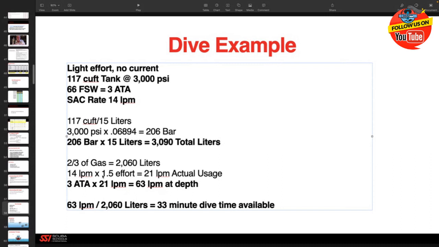How do we figure out our SAC rate for our coming dive? 14 liters a minute times a medium effort, or a light effort, of 1.5 equals 21 liters per minute of actual usage. Remember, we're going to be at three atmospheres, so we multiply three atmospheres times our new 21 liters per minute, which equals 63 liters per minute at depth. Now, 2,060 liters divided by 63 liters per minute means we'll have 33 minutes of actual dive time.